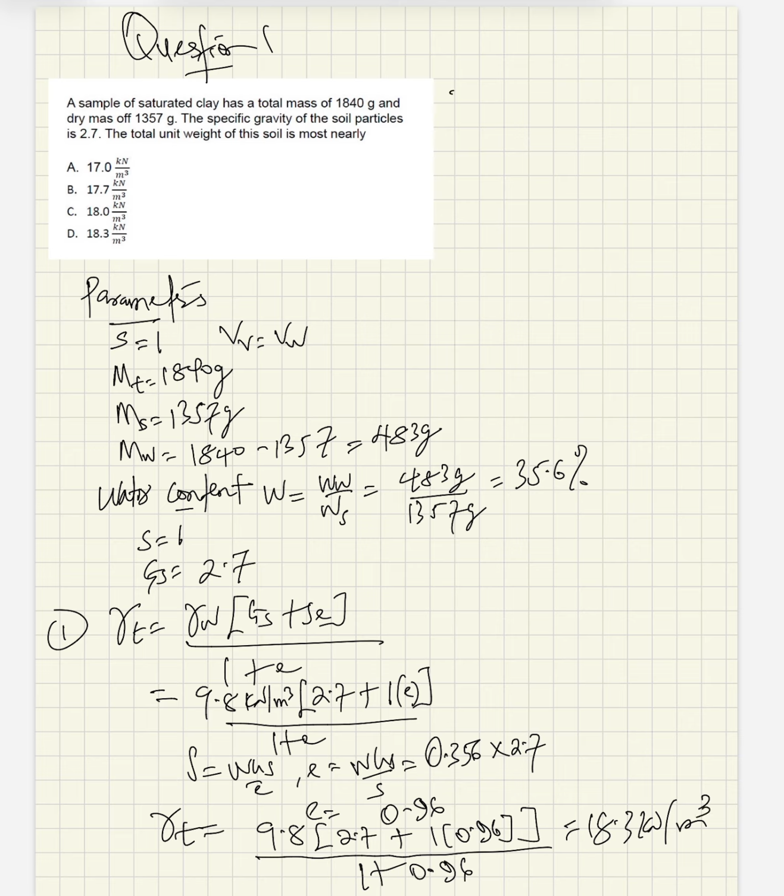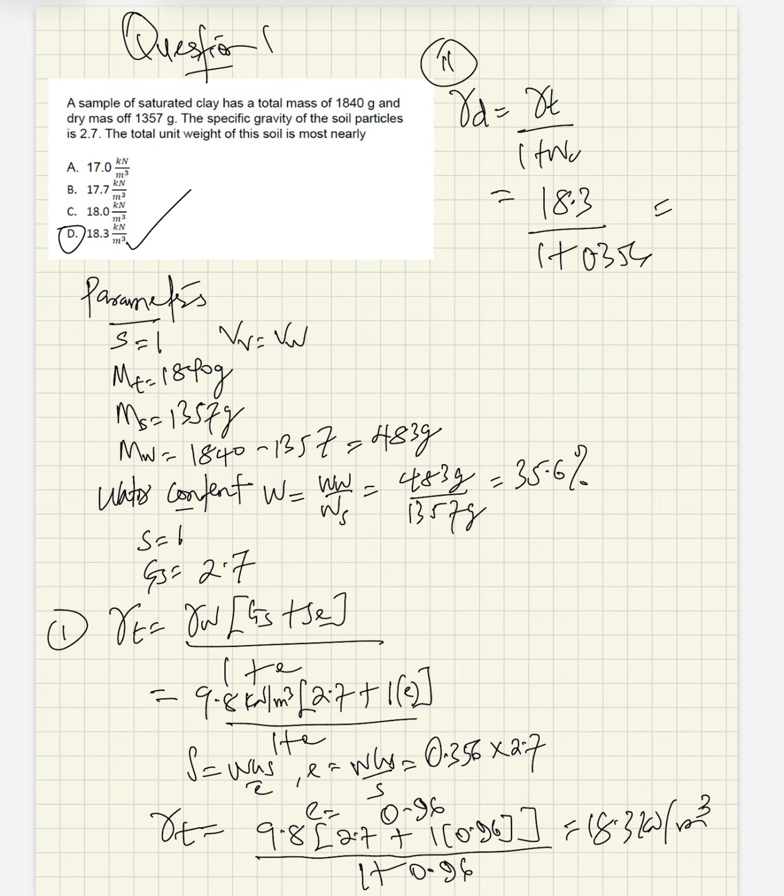So that is the total unit weight. To obtain the dry unit weight, it's going to be this divided by 1 plus the water content. So in case they ask us for the dry unit weight, since we have the water content, it's going to be 18.3 over 1 plus 0.356, divided by 1.356. So our dry unit weight will be equal to 13.5 kilonewton per meter cube.